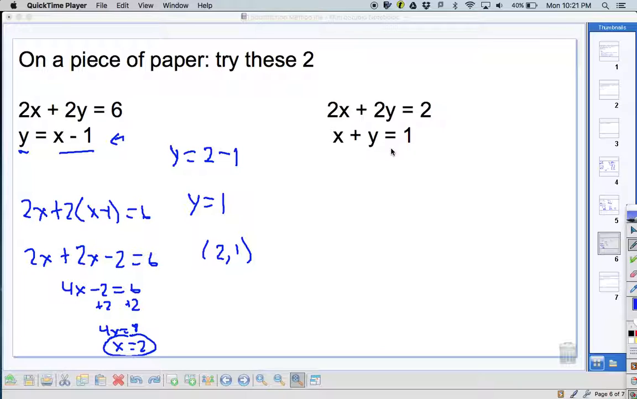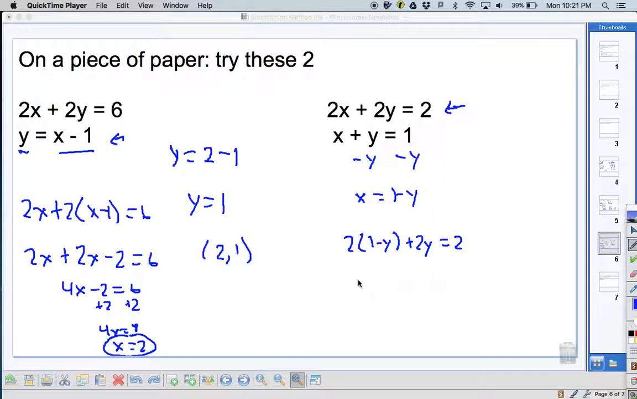Solving this one, we can solve it for either x or for y. I'm going to go ahead and solve it for x. So let's subtract y from both sides. I end up getting x is equal to 1 minus y. We're going to substitute that into this top equation right here. So I got 2 times, and instead of x, I'm going to use what x equals. So we're going to use 1 minus y plus 2y equals 2.